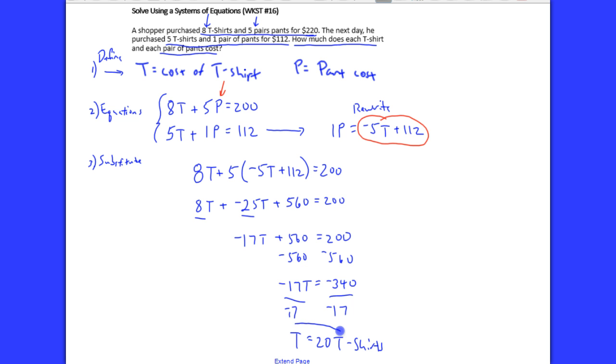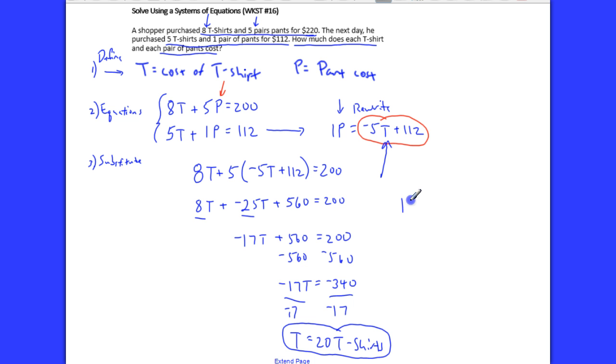Okay, now that I have found that, I have to continue and go back and find the number of pants, because the question asked me to find the price of the t-shirts and the price of the pants. So I've found that a t-shirt is $20 and a pair of pants I don't know yet. So I'm going to take this 20 for T and substitute it in here and solve for P. Now again, at this point you can substitute it into any one of these three equations, but this would be the smartest one because P is already isolated.